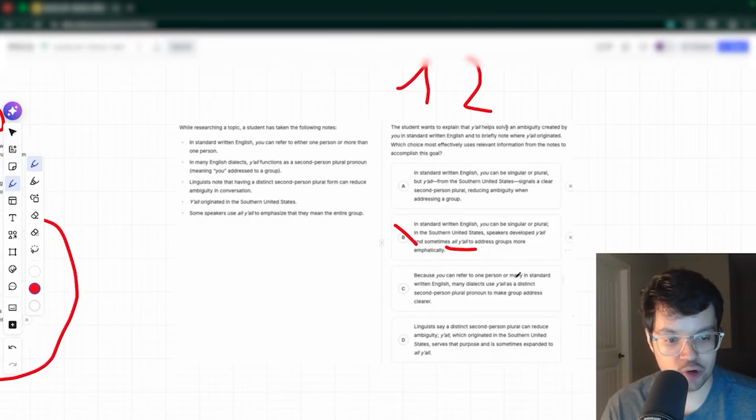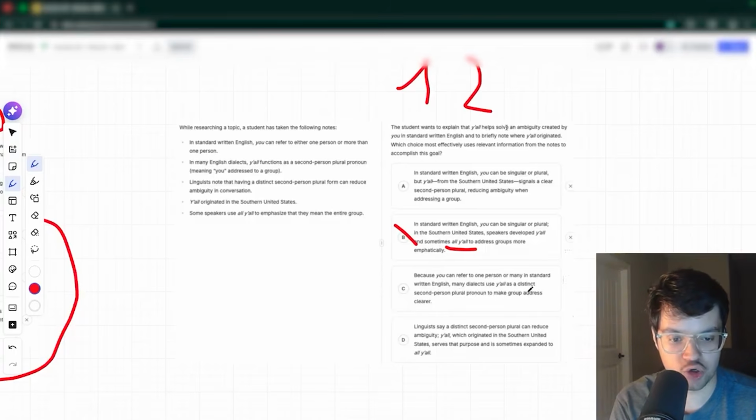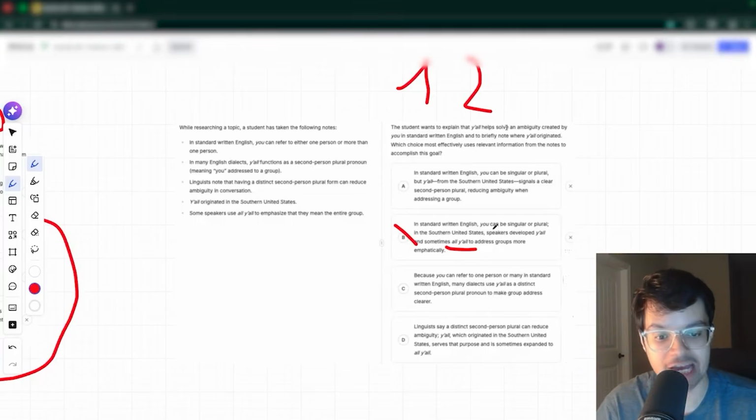Now C: Because you can refer to one person or many in standard written English, many dialects use y'all as a distinct second person plural pronoun to make group address clearer. Can you identify the wrong part about this? Well, probably the easiest thing you can say is that it doesn't say anything about where y'all came from.